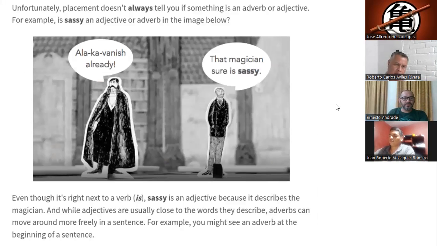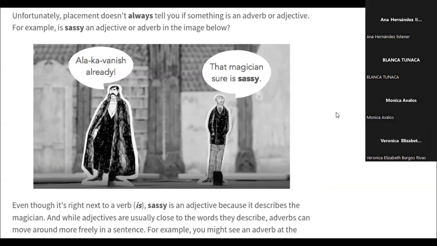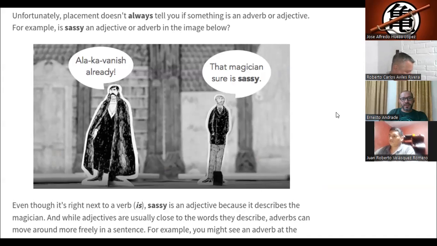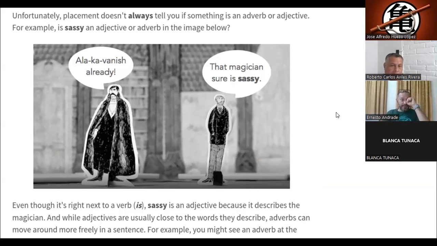Okay, let's check some other pieces of information about this. Let's see who's going to do this part. Juan, could you please help me reading this one? Okay, unfortunately, placement doesn't always tell you if something is an adverb or adjective. For example, is sassy an adjective or adverb in the image below? Even though it is right next to a verb, is, sassy is an adjective because it describes the magician. And while adjectives are usually close to the words they describe, adverbs can move around more freely in a sentence. For example, you might see an adverb.